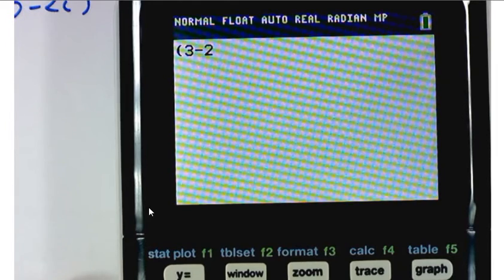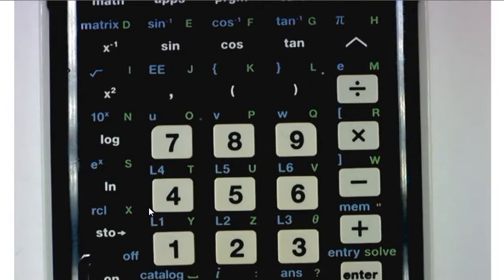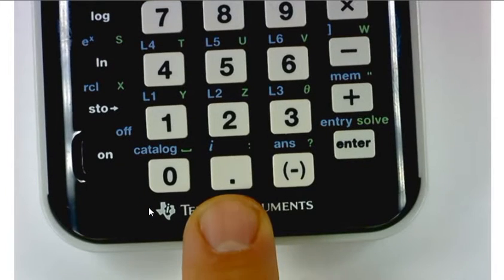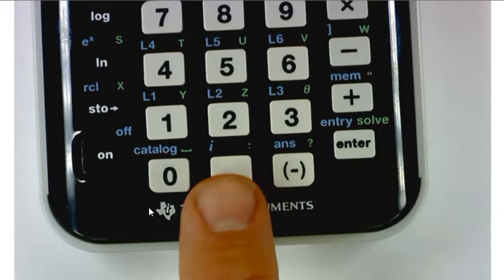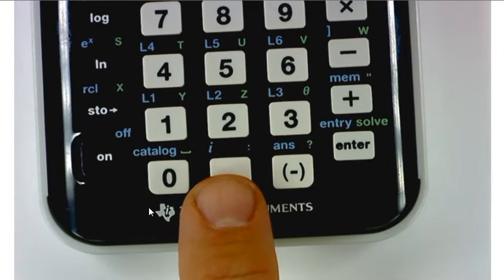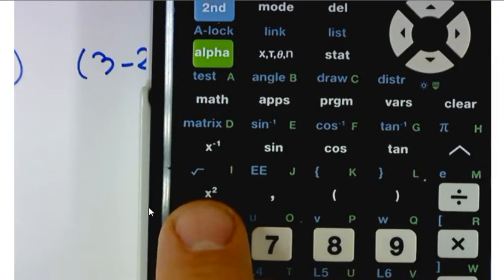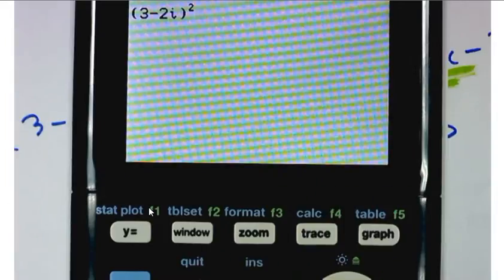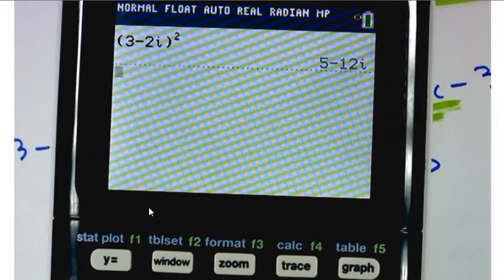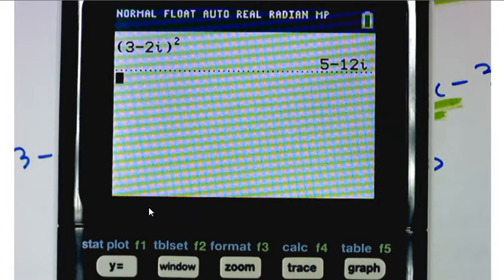Now the question is, where is i on my calculator? Well, it's right above the decimal point. So how would I get it if it's right above the decimal point? Press the second key, so second and decimal point. Let's put a right parenthesis, and then hit the square key on the left-hand side of your calculator. And then press enter, and ooh and ah. That's pretty cool. Look at 5 minus 12i.